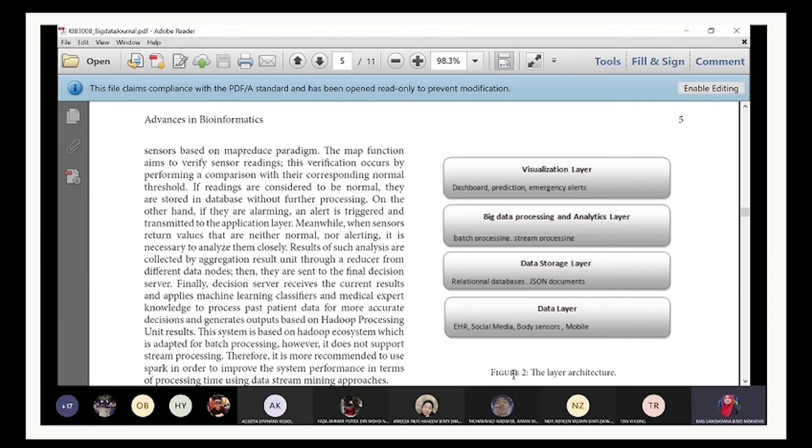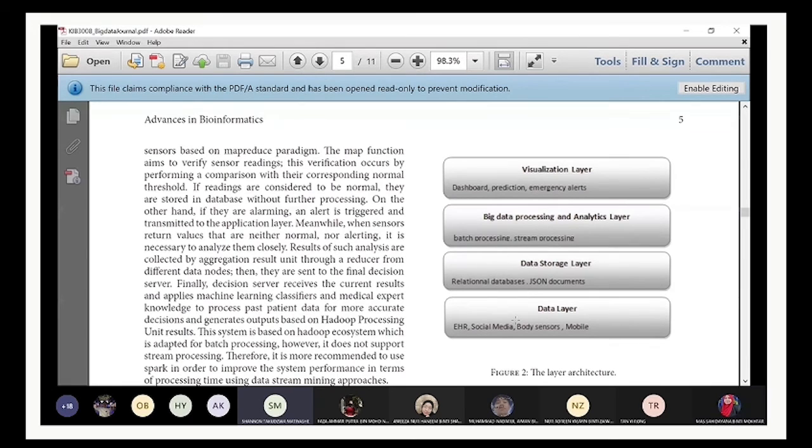Thank you, Shannon. Can you tell me what you understand about the data layer for figure 2? So that's the bottom layer, right? The last one. Yes, correct. I think those are the sources we get the data from, like EHR, social media, body sensors. That's where all the data is being collected from, which then goes into the big data.